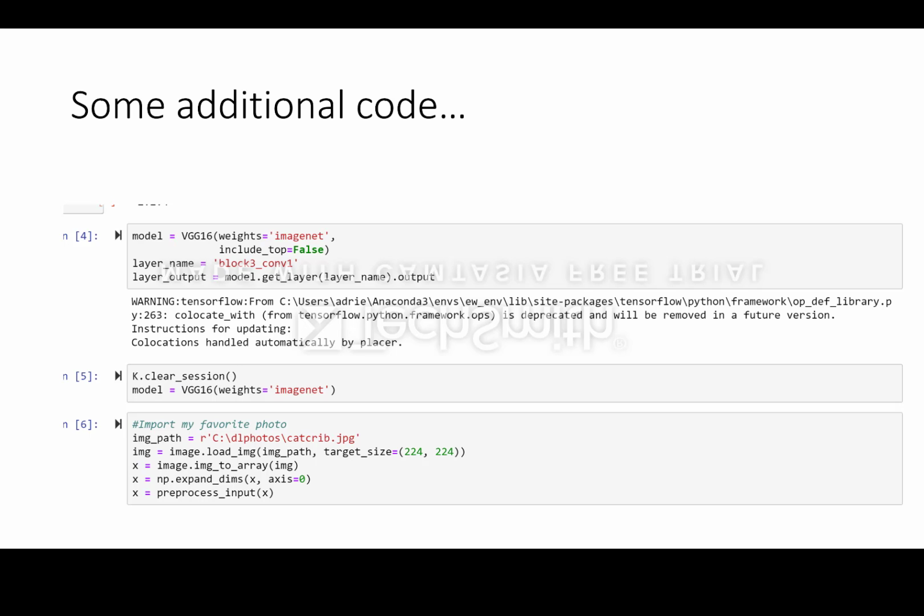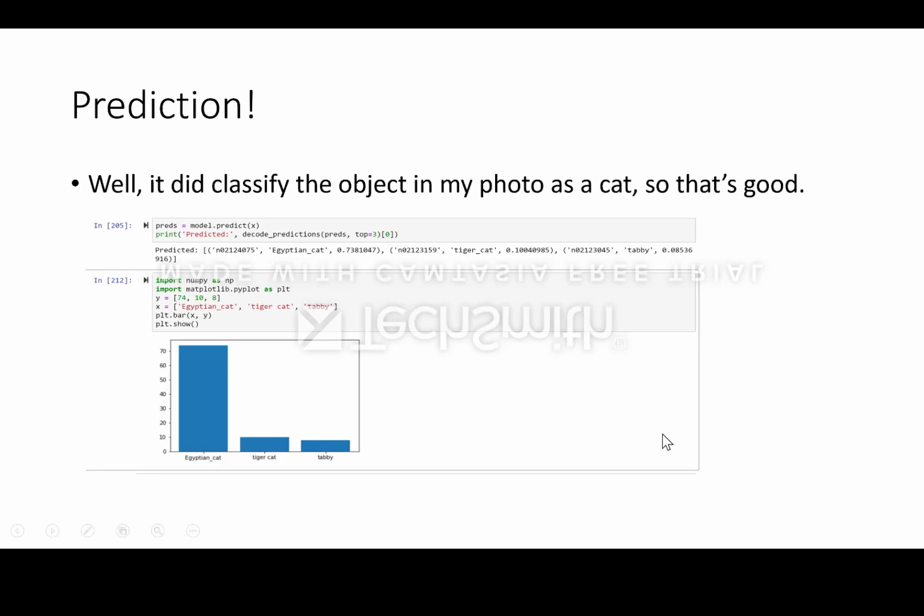In addition, to get VGG16 up and running, I have configured it as follows. I then clear my session and import my photo. As you can see, my photo is on my local computer, and I have set a target size. I then use the prediction function to classify my loaded photo.